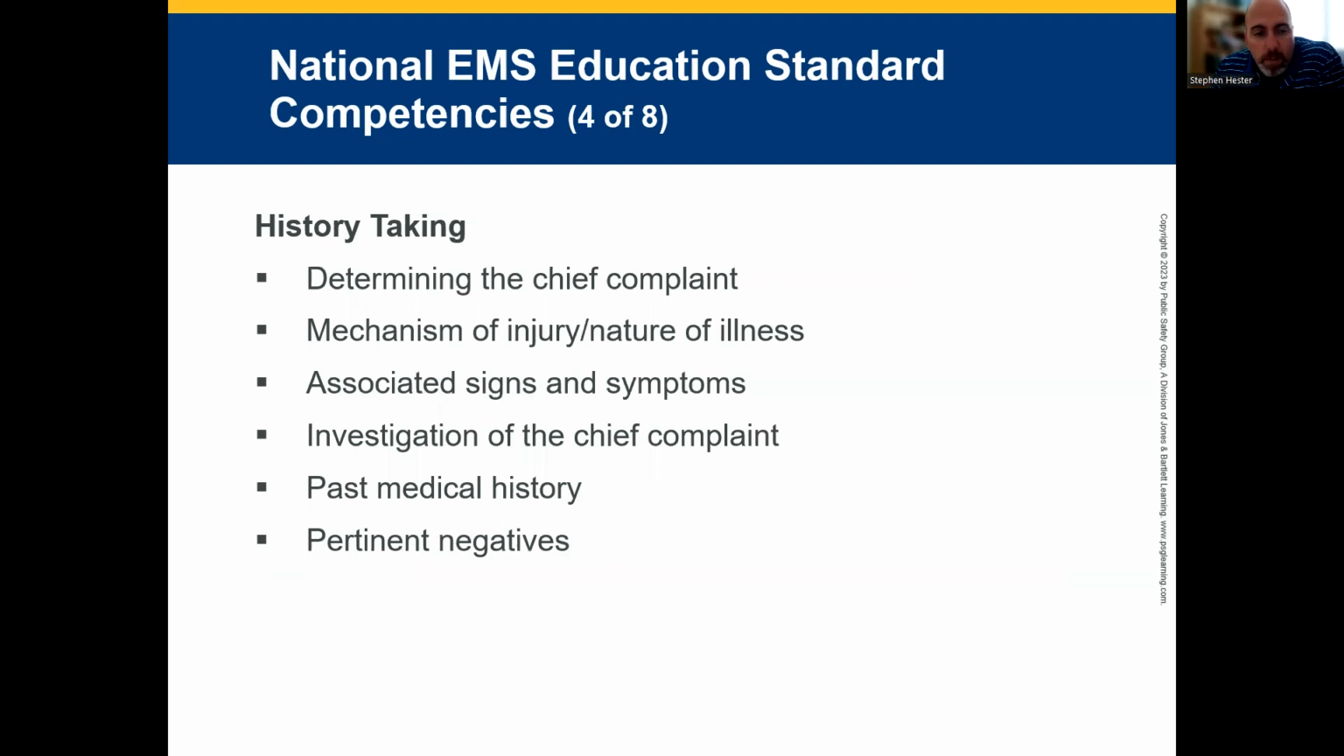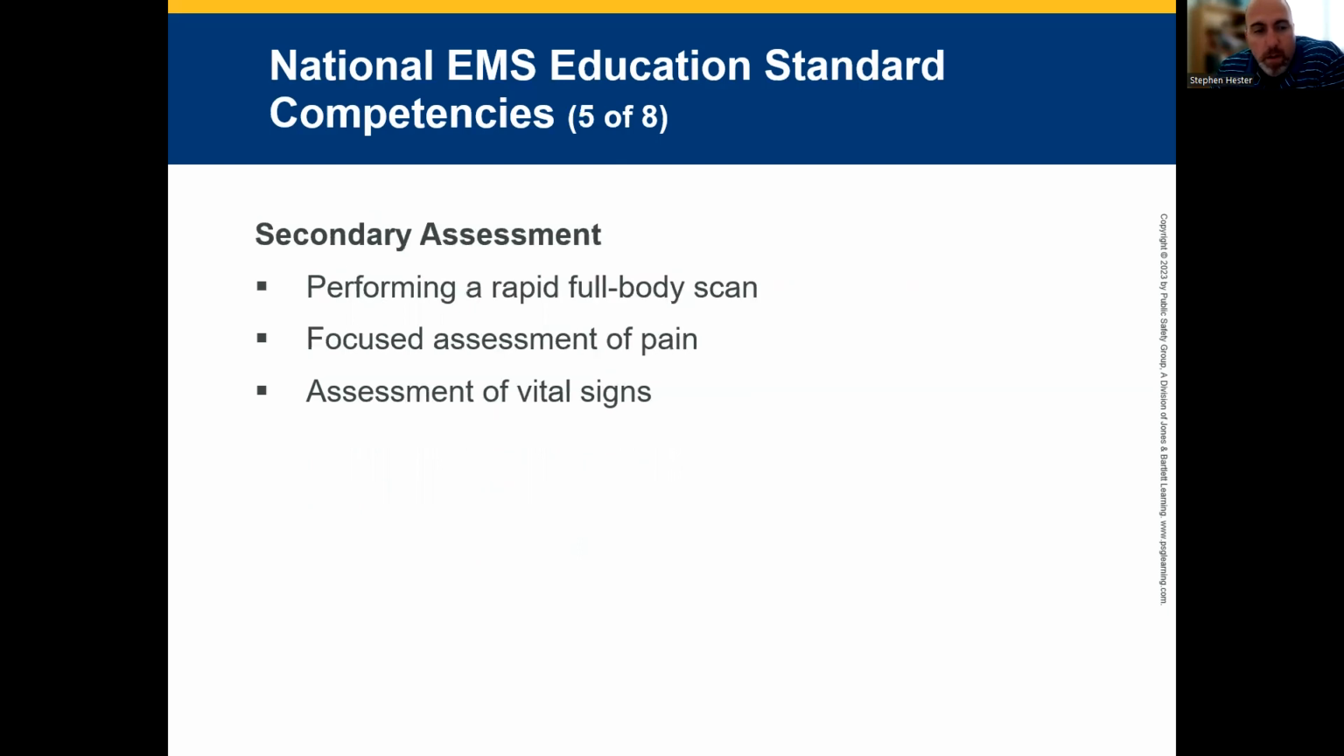So get your chief complaint, mechanism of injury, nature of the illness on your medical side, associated signs and symptoms: chest pains radiating down the right arm with shortness of breath, possibly some nausea and vomiting, or do we have a major trauma situation where we're having hypovolemic shock due to multiple fractures, possibly arterial bleeds, something like that going on. Investigate that chief complaint using your SAMPLE, and then past medical history and pertinent negatives. And then we'll follow up with our secondary full body scan, focused assessment of pain, and then assessment of the vital signs.